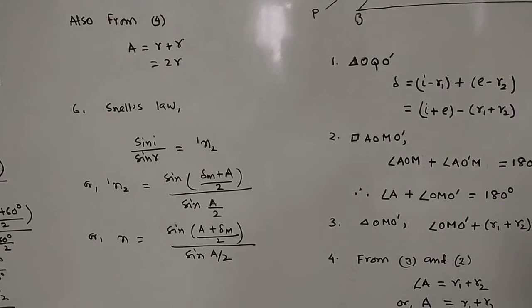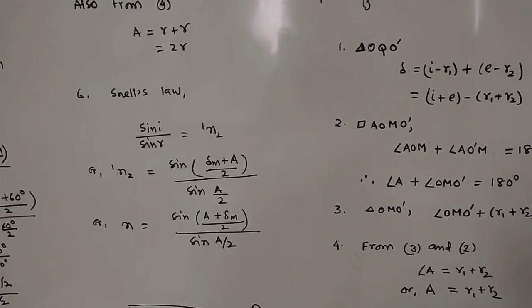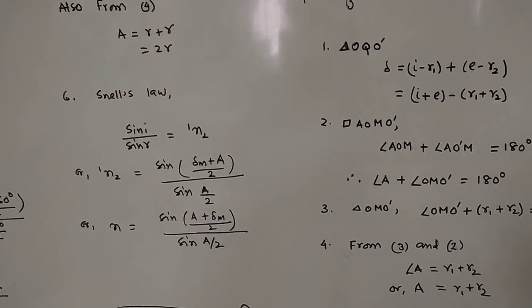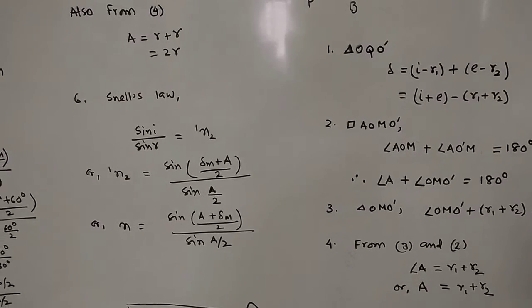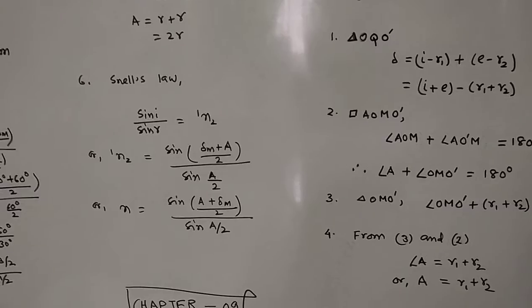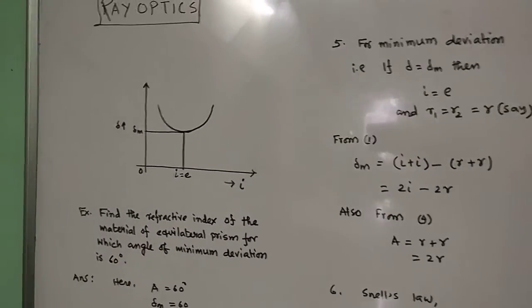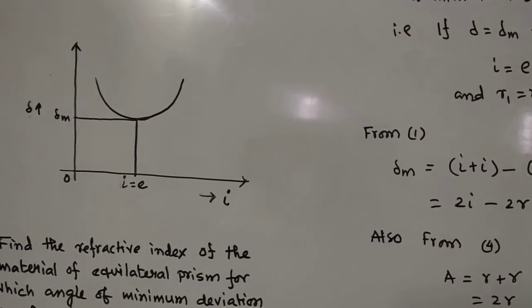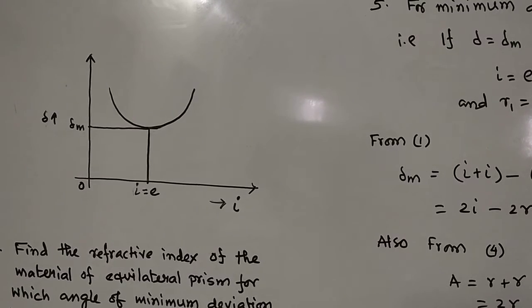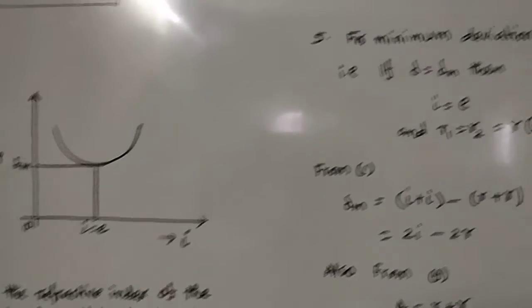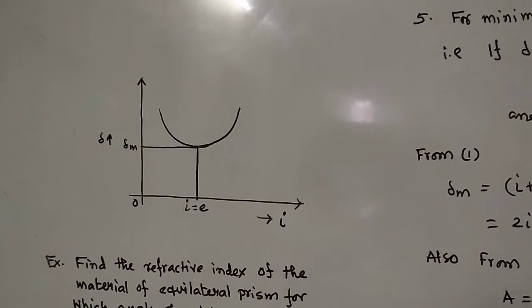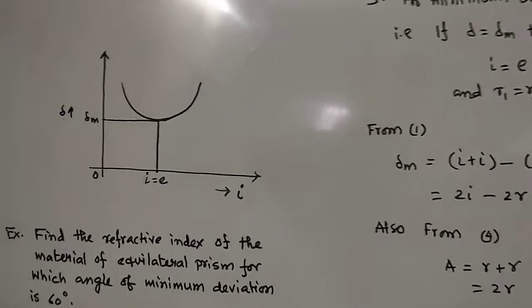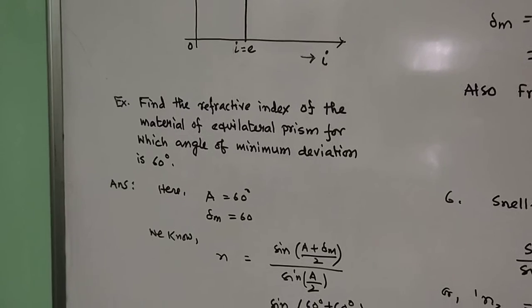So n equal to sine of A plus delta m by 2 by sine of A by 2. So you can replace n21 as your n. So n is nothing but the refractive index of the material of the prism, and this can be defined by this expression, sine of A plus delta m by 2 by sine of A by 2. Now this is your graph. If you plot this graph by considering delta versus I, you will get a U-shaped graph, and the minimum value is your delta m and the corresponding I is your E as per the condition. So deviation is minimum under this condition, that is I equal to E, and obviously R1 equal to R2 equal to R.